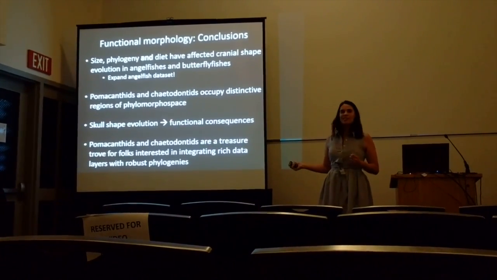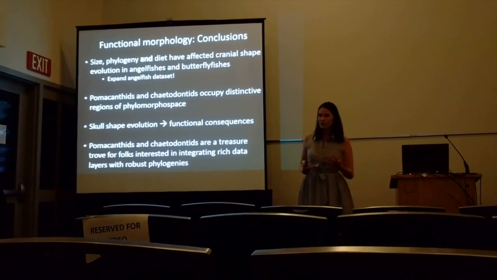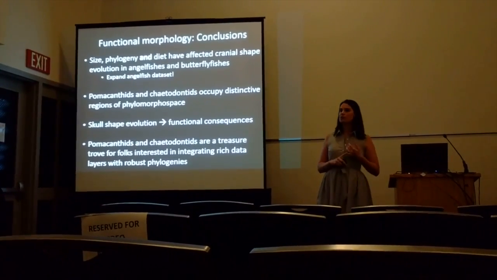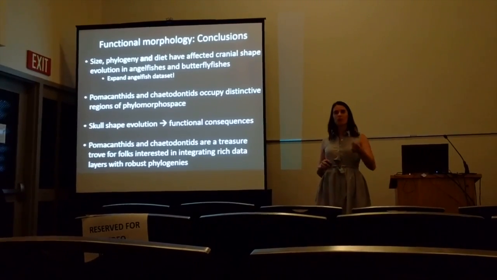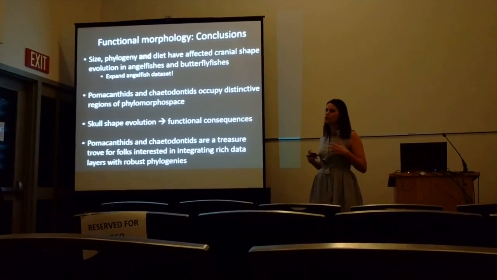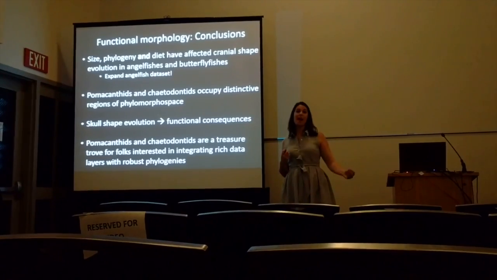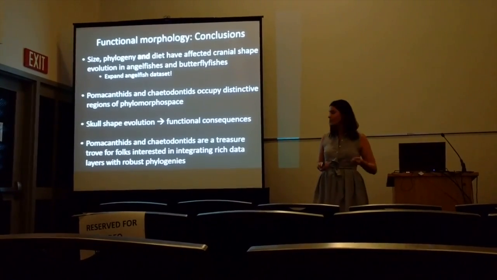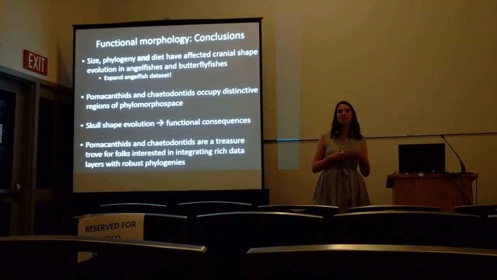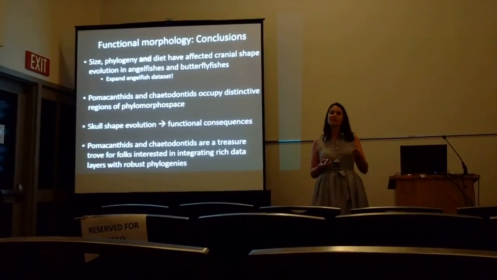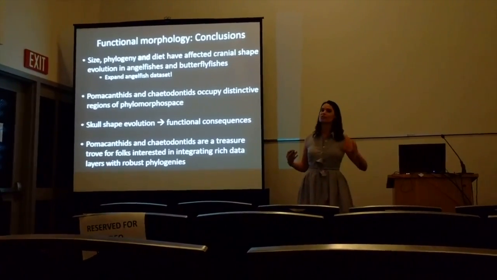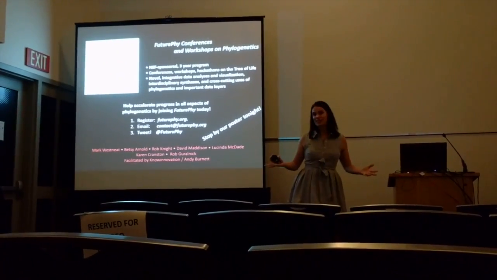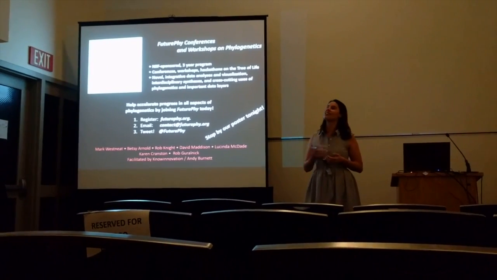So a lot of us here are involved in the biodiversity community, and I would say that right now is a really exciting time for us. Our resolution of the Tree of Life is focusing more and more all the time, and our ability to quantify and compare and map the phenome of organisms is also improving. It's getting cheaper, it's getting easier. Pomacanthids and Chaetodontids are really a treasure trove of opportunities to take these really rich data layers and put them onto trees.